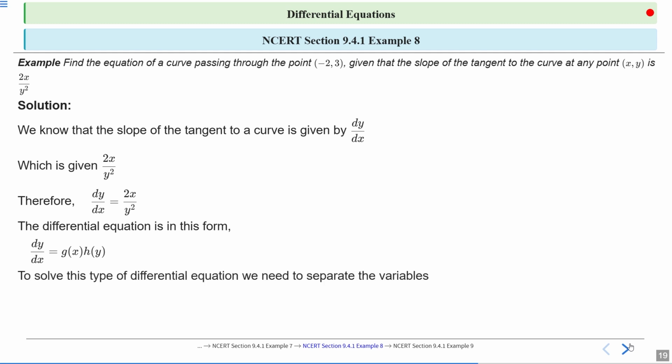To solve this type of differential equation, we need to separate the variables. We write all terms with y with dy and the terms with x with dx. So after separating x and y, we have y square dy is equal to 2x dx.